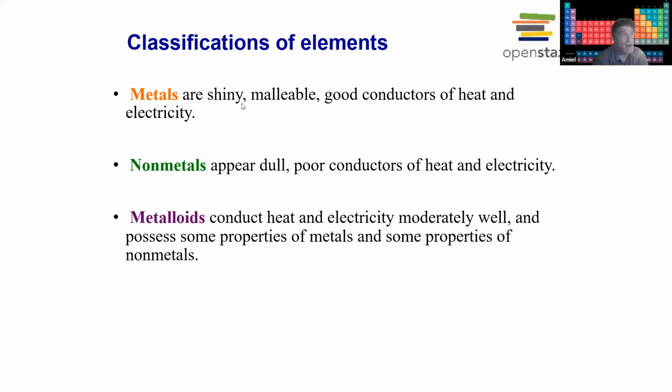Metals are shiny, malleable, good conductors of heat and electricity. Non-metals are dull and poor conductors of heat and electricity. And metalloids have the properties of both.